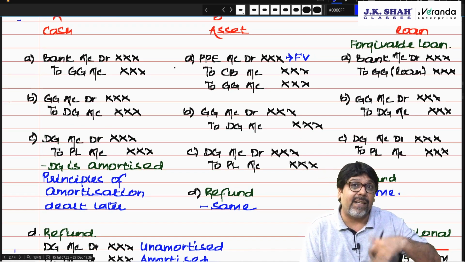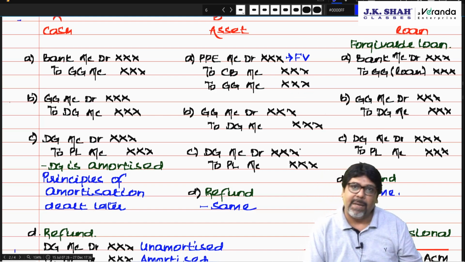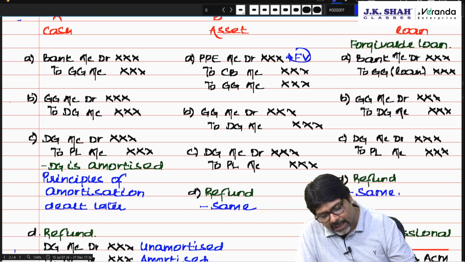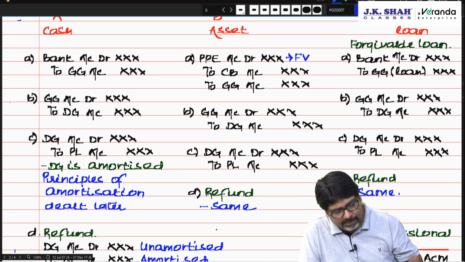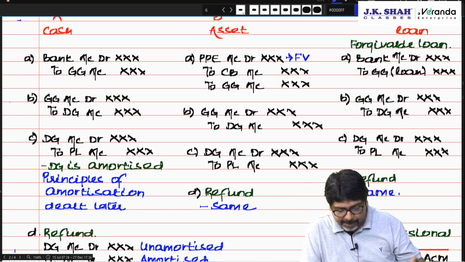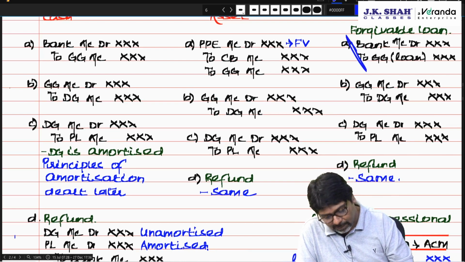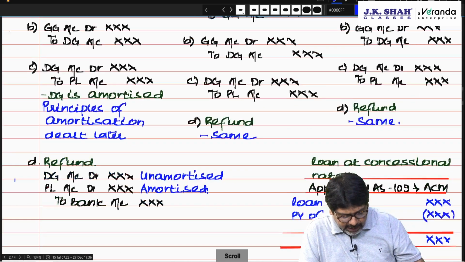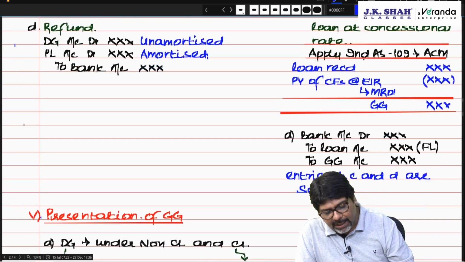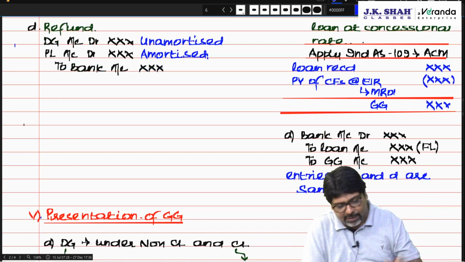But if it is available at a concessional rate, that means whatever amount you have paid, the balance is government grant. That means for an asset of 100 rupees, you have paid 20. So remaining 80 is your grant, then same. Forgivable loan, that means you don't have to repay the loan. Bank to government grant, government grant to DG, same. Concessional rate: apply Ind AS 109 ACM, amortized cost method, which we study in financial instruments.